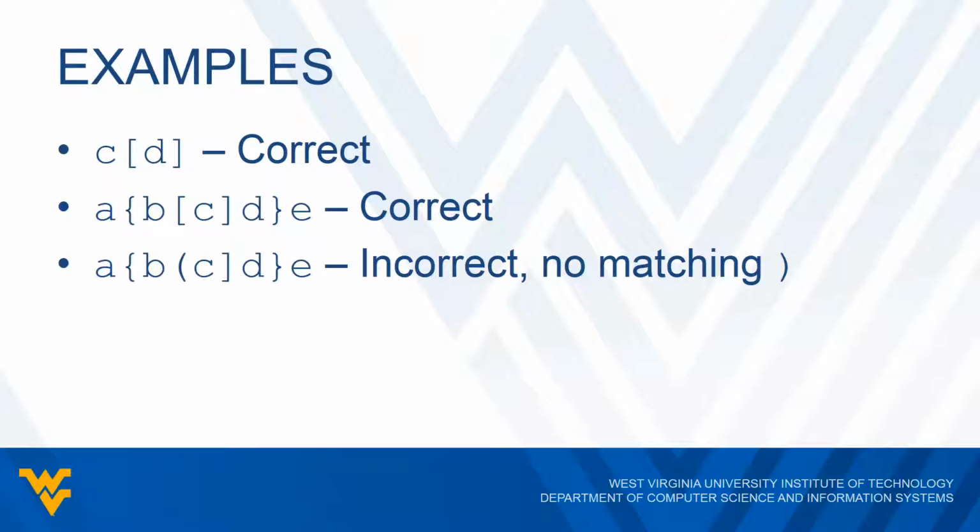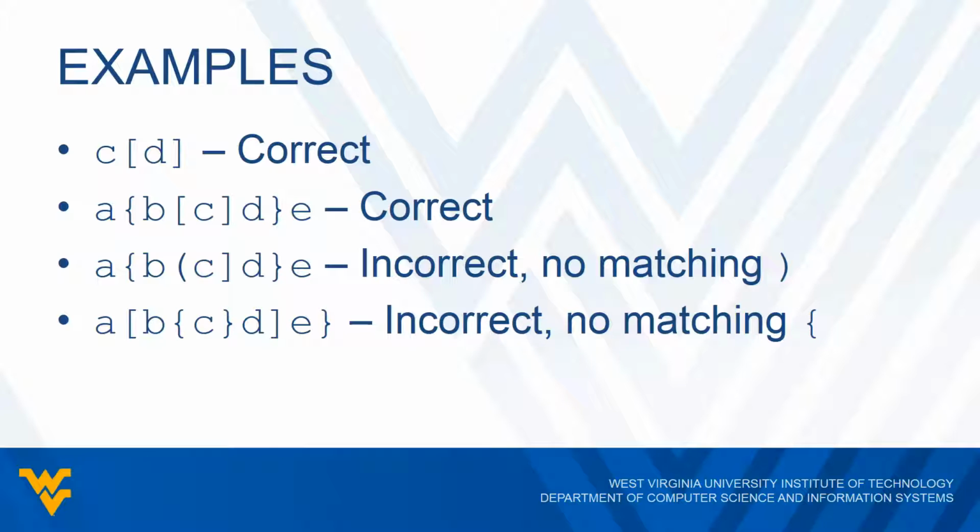What about something like this? It's going to be incorrect because we do not have a matching right parenthesis. If we take a look, we have a left curly brace, we have a left parenthesis, and then we have a right square brace. First of all, we're missing the left square brace, but if we continue on with the rest of this, we see that we do not have the matching right parenthesis, so this is incorrect.